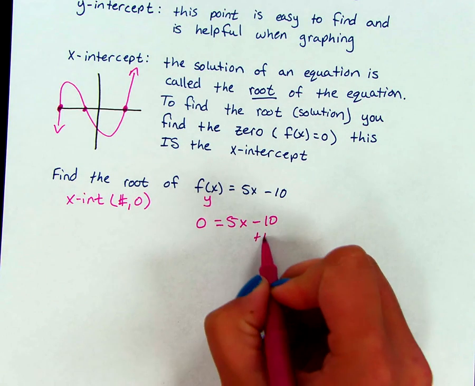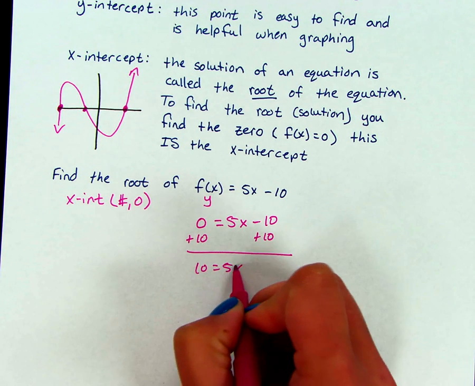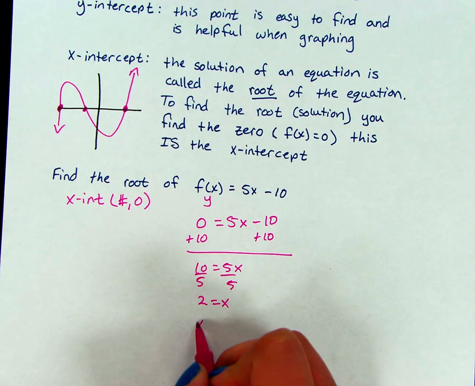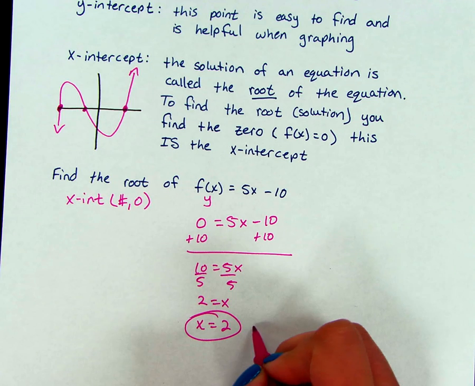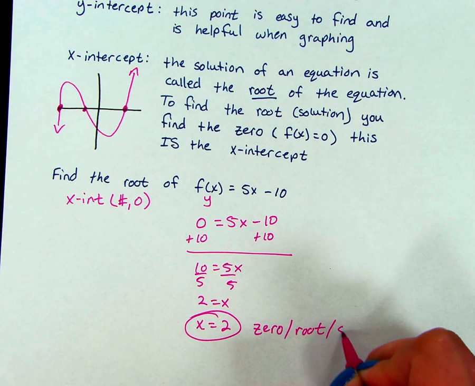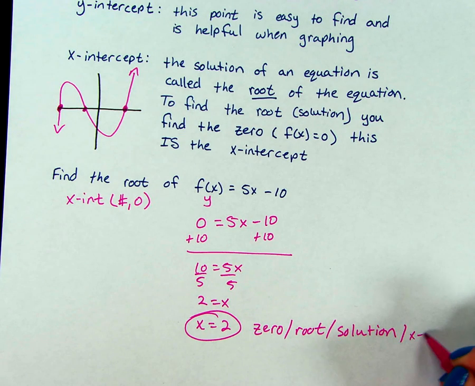So we would add the 10 over. So 10 = 5x, divide by 5, so we get 2 = x, so x = 2. This is my answer. This is my solution. So this is the zero, we call it the root, but it's a solution, it's an x-intercept.